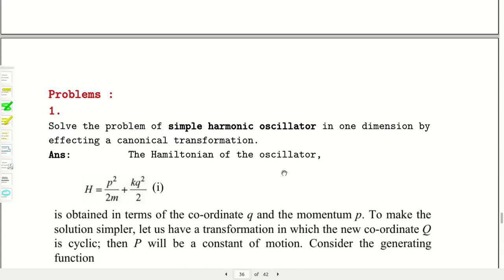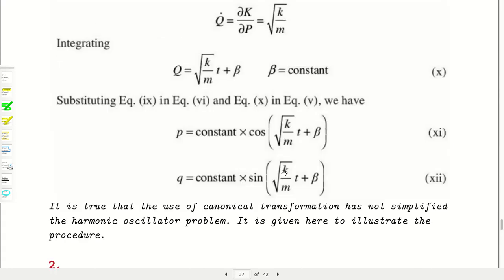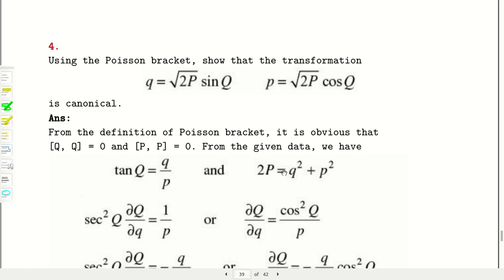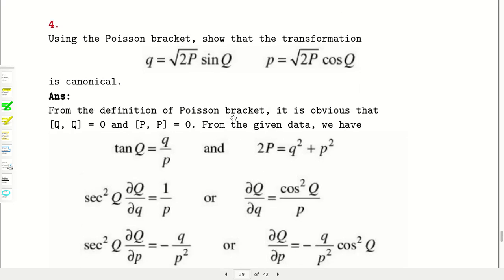Now we are going to the problems regarding the commutator brackets. First problem: show, using the Poisson bracket, whether the two transformations are canonical or not. What we have learned is that the Poisson bracket of two quantities is equal in the two coordinate systems, whether it is small p and small q or capital P and capital Q. In my last topic I have discussed it. So let us use that formula to prove that this transformation is a canonical one.